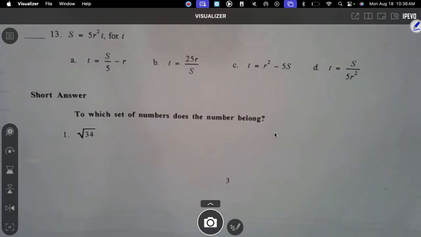Okay, what kind of number, where does this belong? It's a square root of 34. If you type it in, I'm guessing it's 5 point something, something, something, something. So what kind of number is that if it goes on forever? It's irrational. How do you spell irrational? I-R-R-A. There you go.